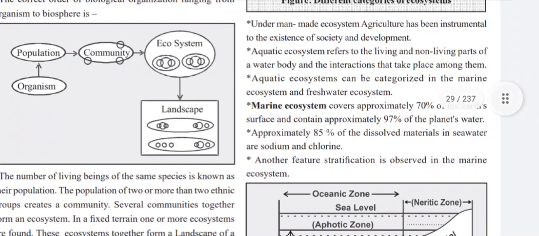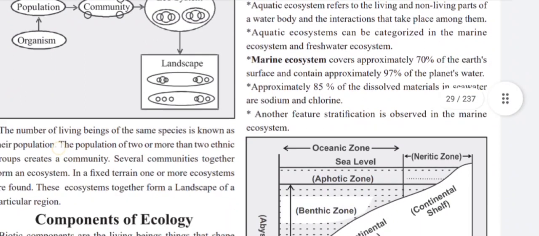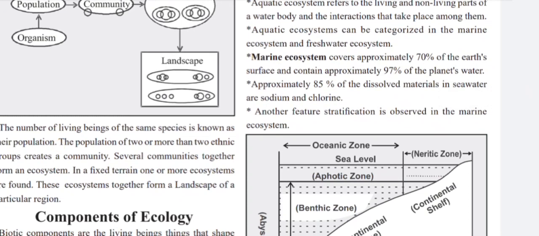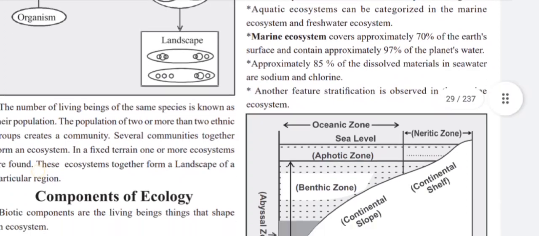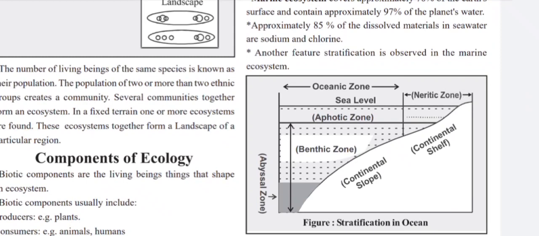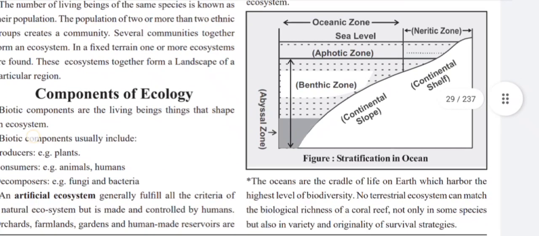Under man-made ecosystems, agriculture has been instrumental to the existence of society and development. An aquatic ecosystem refers to the living and non-living parts of a water body and the interactions that take place among them. Aquatic ecosystems can be categorized into marine ecosystems and freshwater ecosystems. The marine ecosystem covers approximately 70% of the Earth's surface and contains approximately 97% of the planet's water. Approximately 85% of the dissolved materials in seawater are sodium and chlorine. Another feature, stratification, is observed in the marine ecosystem.